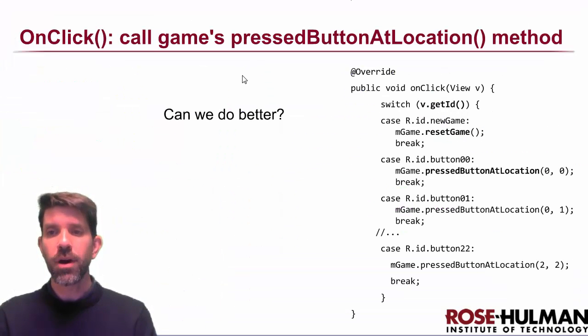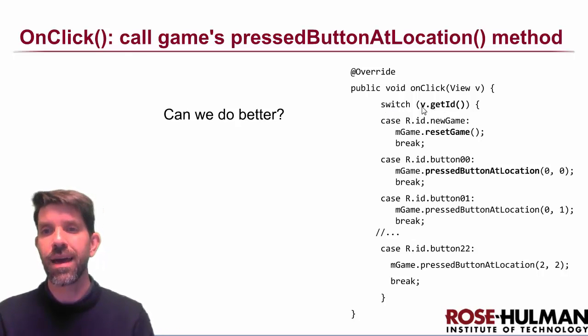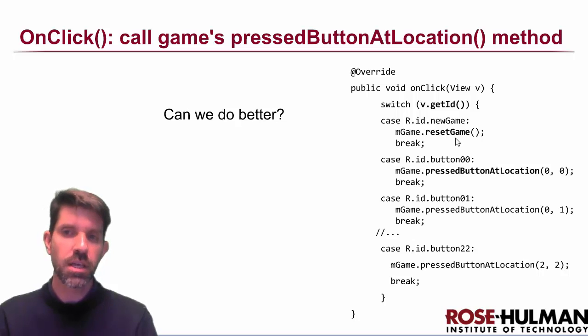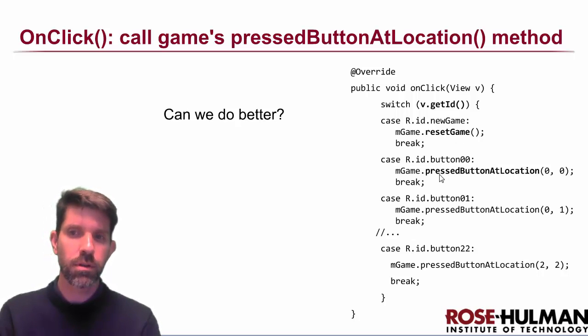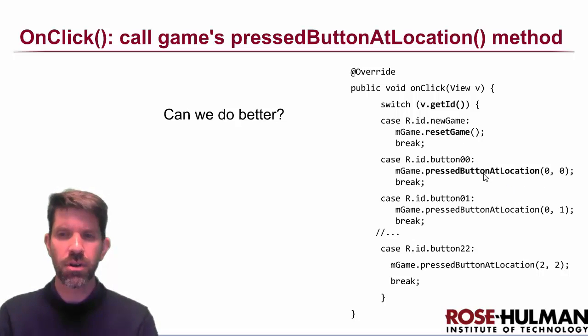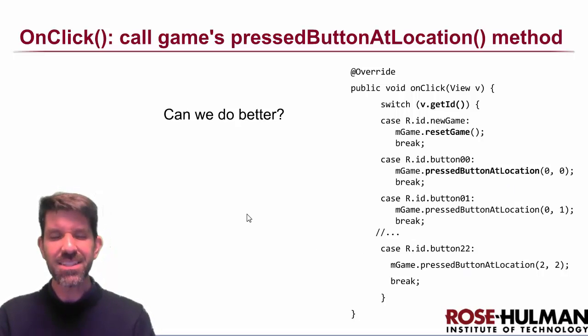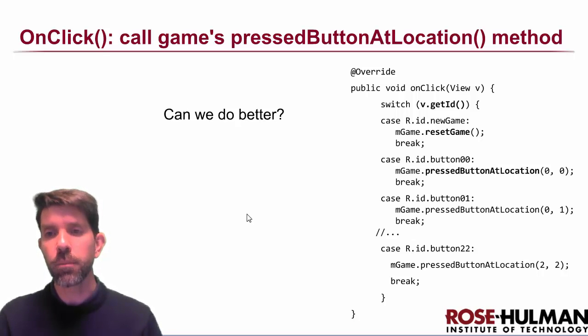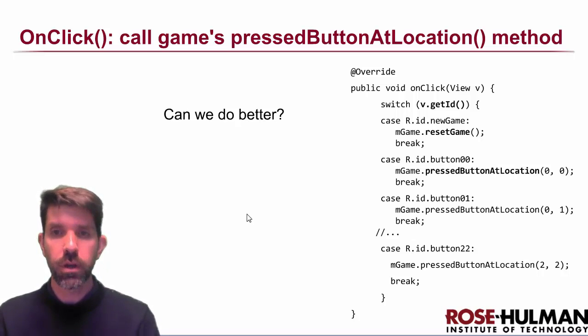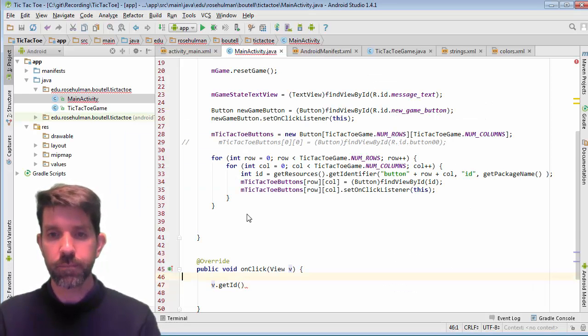So you can think about how this could look, right? You could imagine like an if or a switch statement or something like that on the ID that's going to check, hey, was it the new game button? Then reset the game. Hey, was it button 00? Then press the button at location 00, and so on. And that's, again, not too bad. Kind of matches up with our first thoughts about how to capture those buttons. But since we have them all, we can do better. We can actually put them in a loop. So let's go ahead and do that.